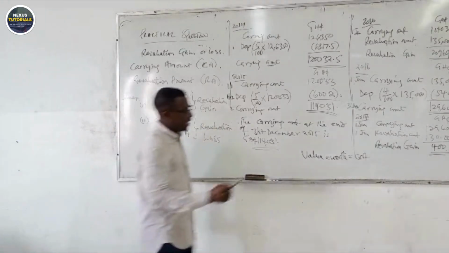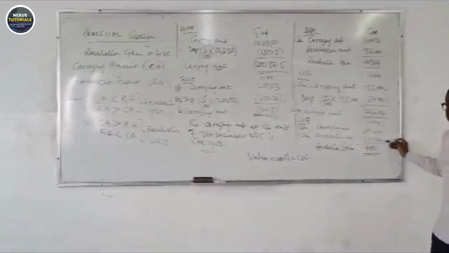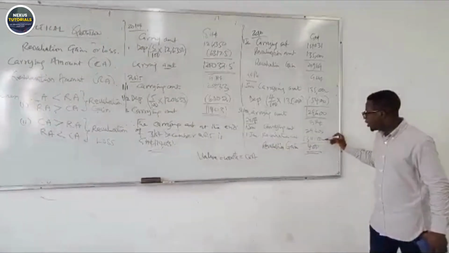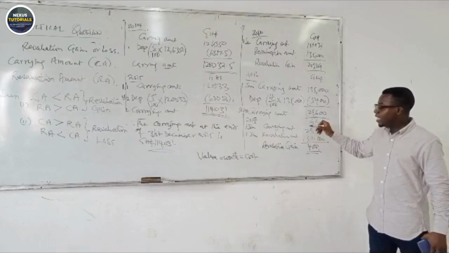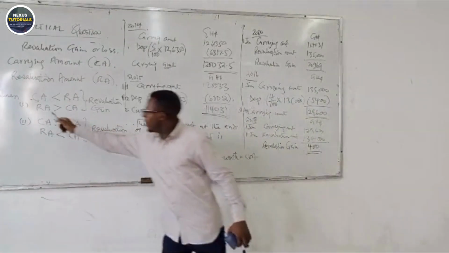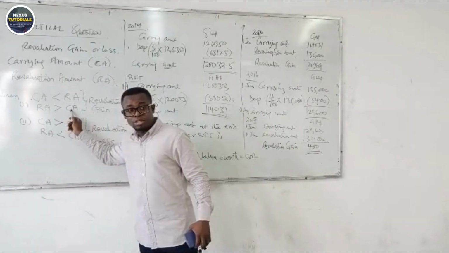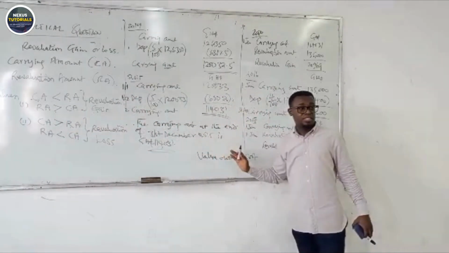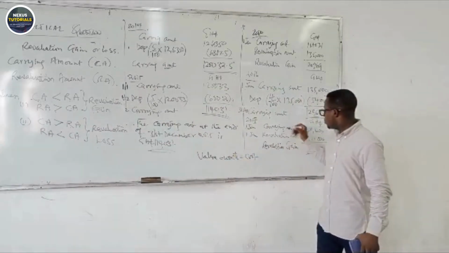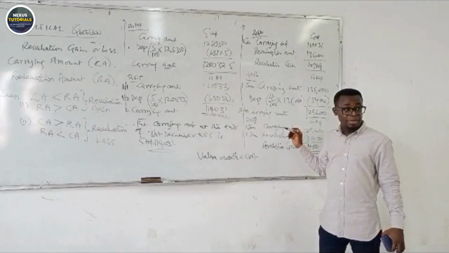So over here, the revaluation amount is 130,000, which is more than the carrying amount. So the revaluation amount is greater than the carrying amount. What do you have? Revaluation gain. Are we good with it? So you always compare the two values. Are we good? Okay.